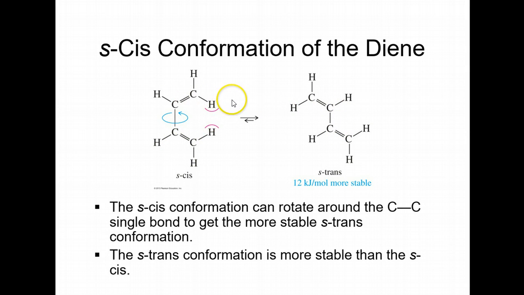And once it does rotate, and the rotation really is dependent on the size of these two groups. Obviously the bigger these groups are, the less likely this is going to want to be in the S-cis conformation. So it is based on sterics. Okay. So heating the reaction is what sometimes speeds up a Diels-Alder reaction. You'll actually see Diels-Alder reactions done under heat so that you can get into this S-cis conformation. Okay.